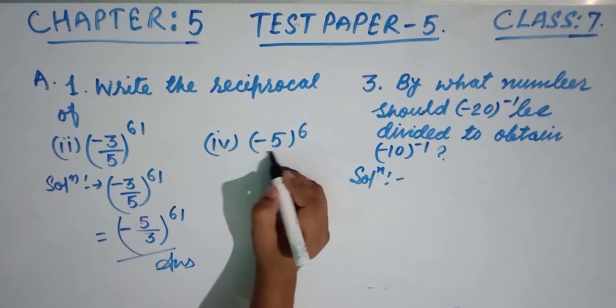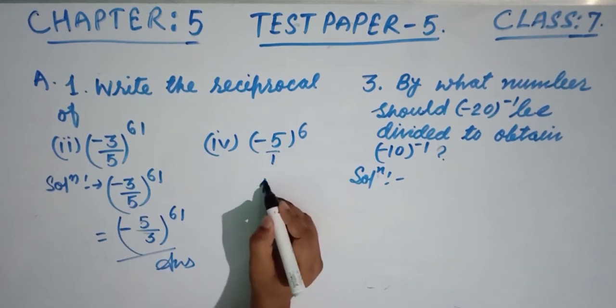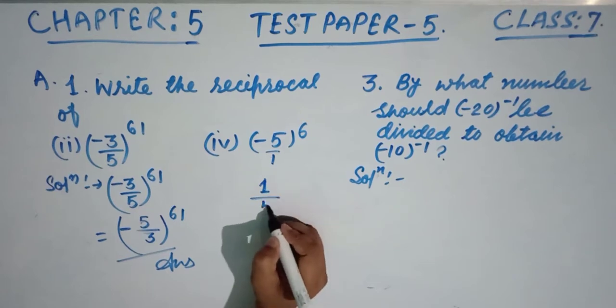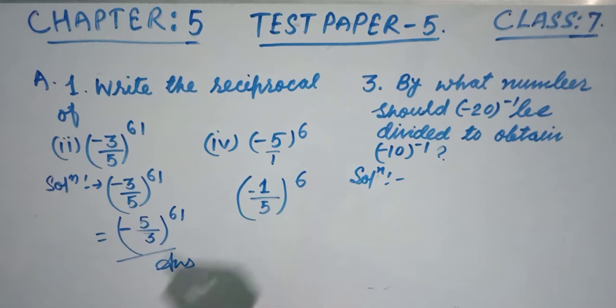Now see the next thing. Remember friends, 1 is always hidden. Now 1 goes up and 5 comes downward. Here is the minus sign and raised to the power 6. So this is your answer, friends.